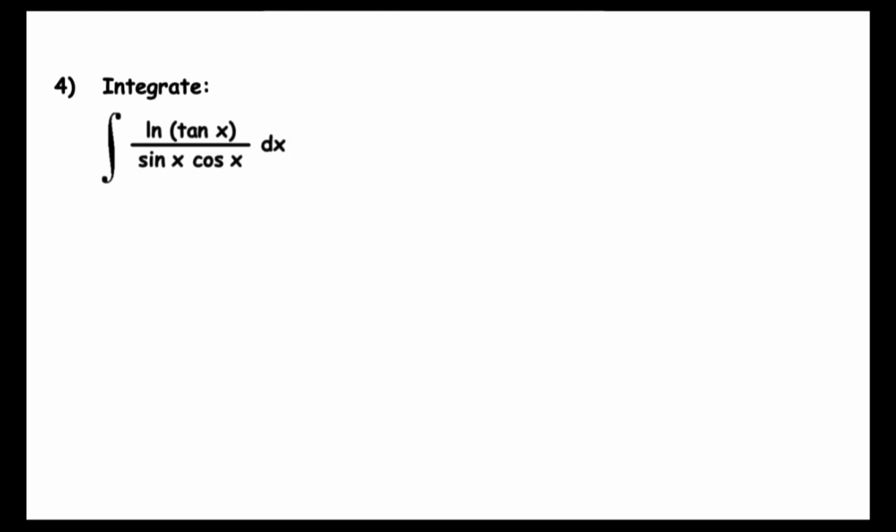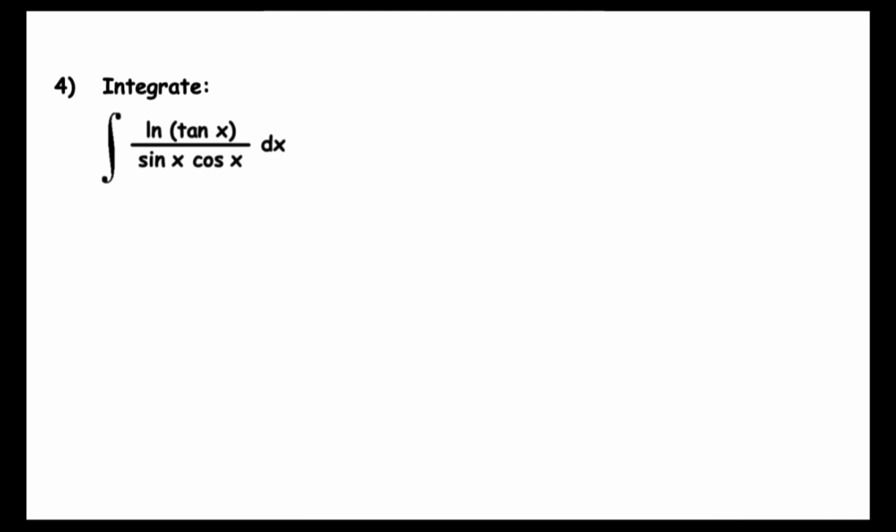Hey, let's do some trig. I've got the natural log of tangent of x, which really ought to probably have absolute value around it. That's my bad. Over sine of x cos x dx. And it's true that tangent is sine over cosine, but really the sine and cosine are in the denominator, so they're not even sines and cosines. Really, it's a secant and a cosecant.